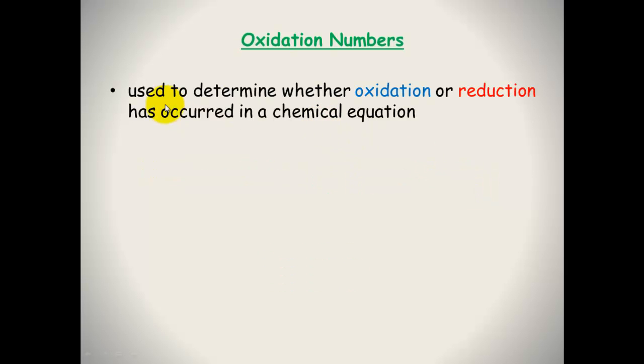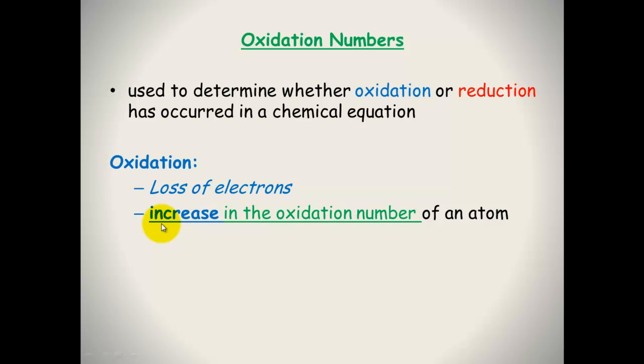So oxidation numbers are used to determine whether oxidation or reduction has occurred in a chemical equation. In other words, they are used to determine whether it's a redox reaction. We know that oxidation, remember OIL RIG, is a loss of electrons. With oxidation numbers, when we learn how to use them, we will also be able to identify something that's undergone oxidation when it has an increase in its oxidation number. So oxidation is an increase in the oxidation number.